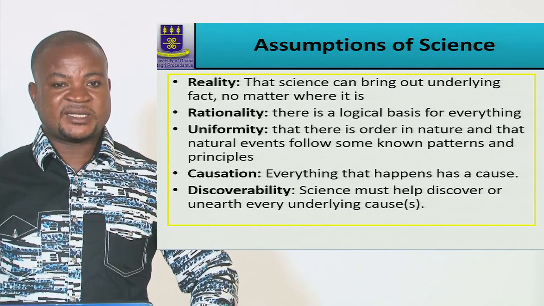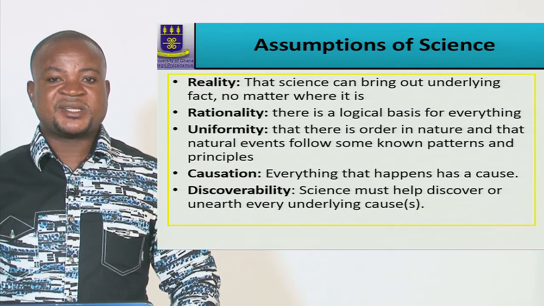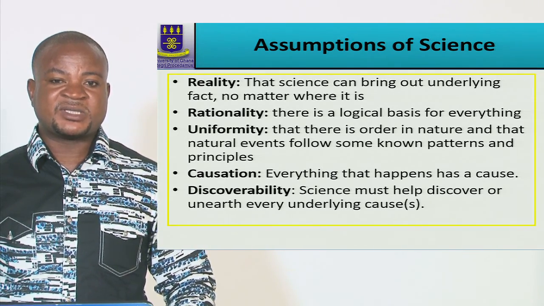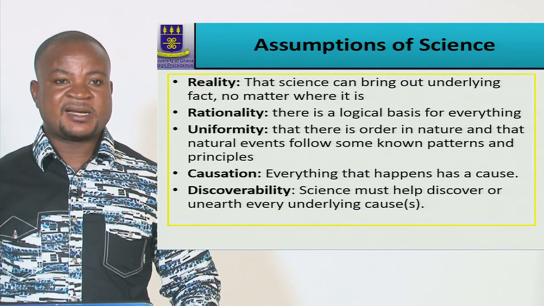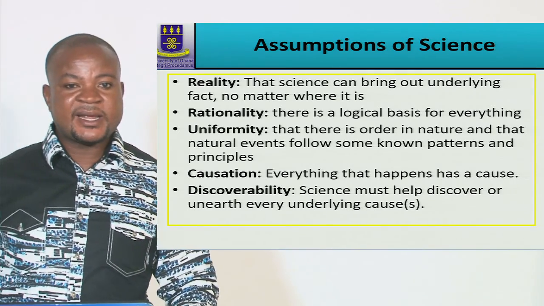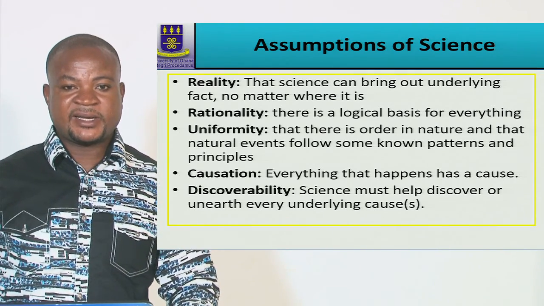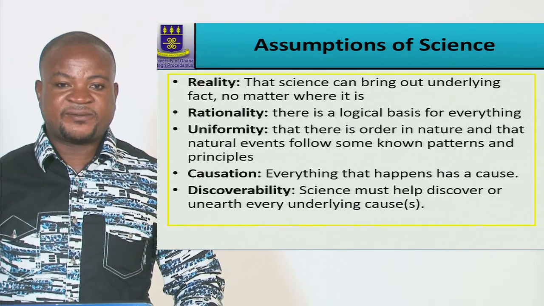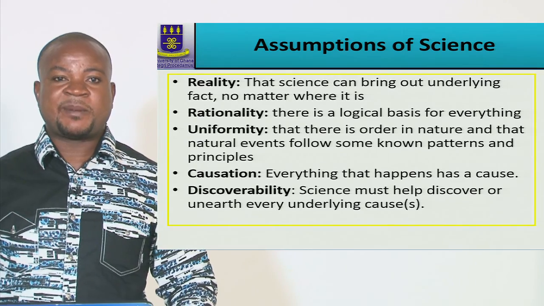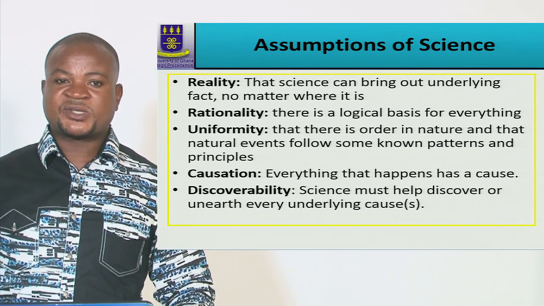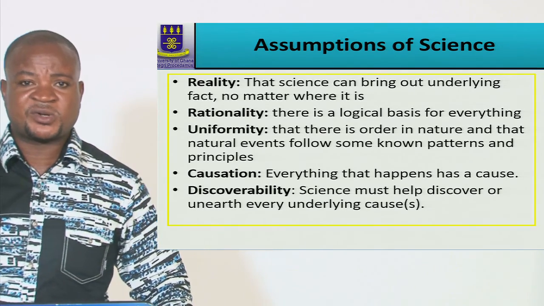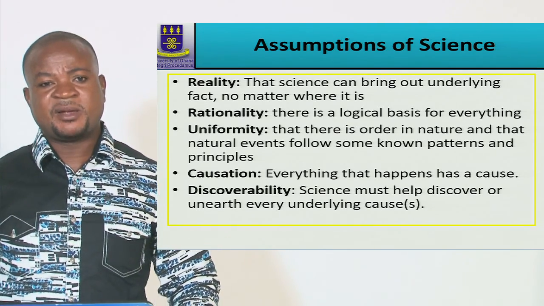And then also rationality, we have talked about it. Science is based on logic and reasoning. They always provide logical basis for whatever they study. And then science also believes that there is uniformity in nature. That is, there is order in nature, and that natural events follow some known patterns and principles. Science believes that things just do not happen. There are always causes behind it. One thing will lead to the other. There could be immediate causes, there could be remote causes. So science believes in that.